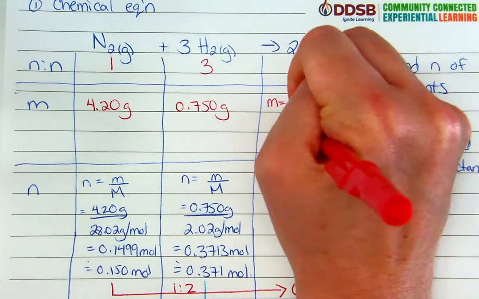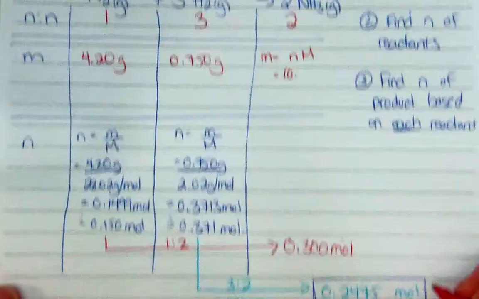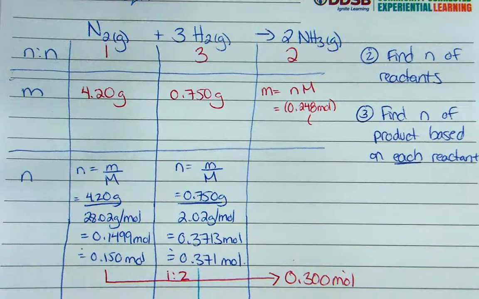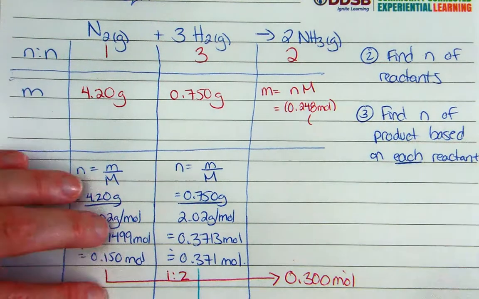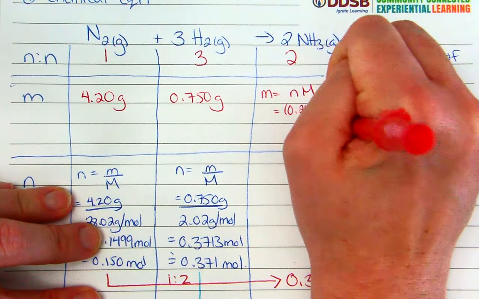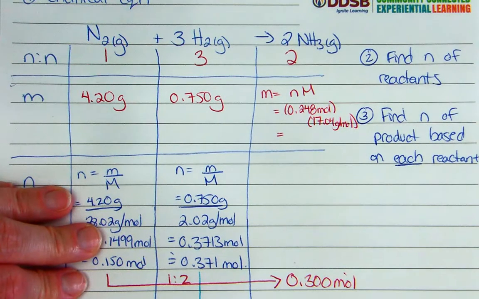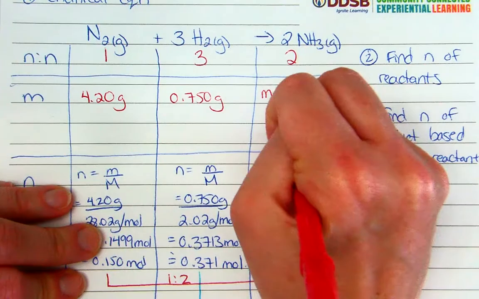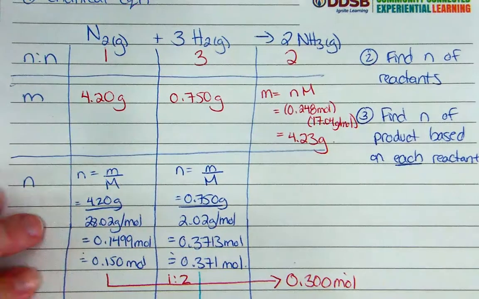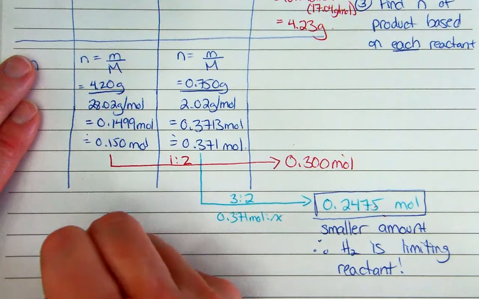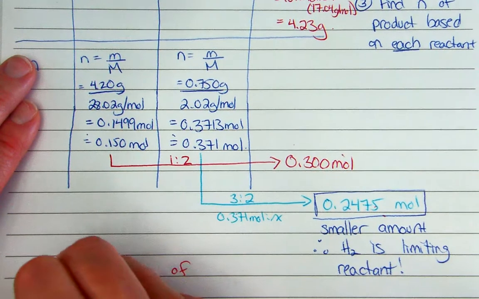So that's 0.248 moles times, let's do some quick math, 14.01 plus 3 times 1.01, 17.04 grams per mole, and that gives us 4.23 grams. All right, so my final answer would be therefore 4.23 grams of ammonia will be produced.